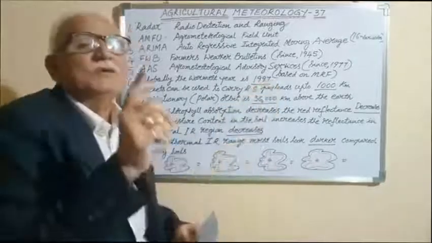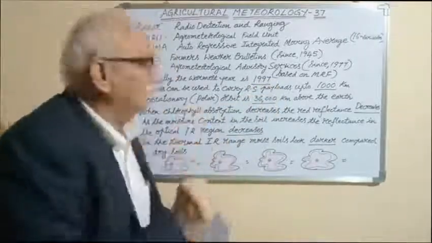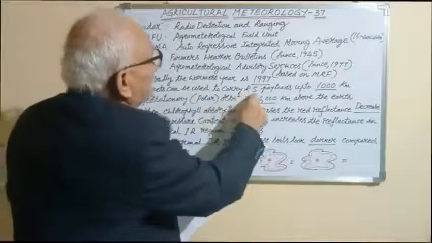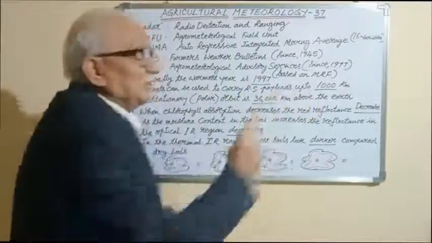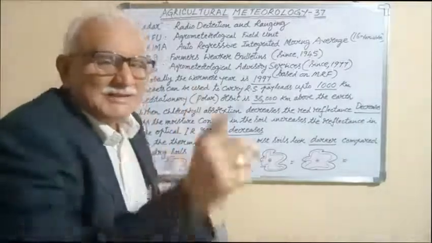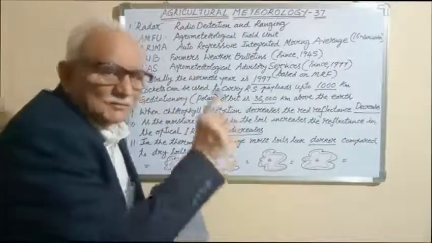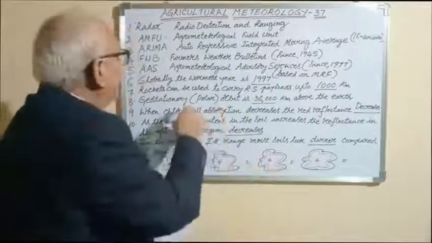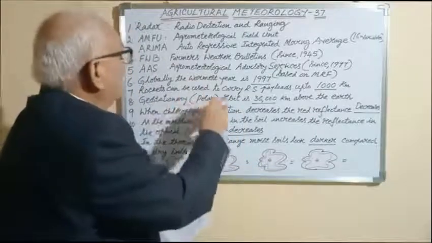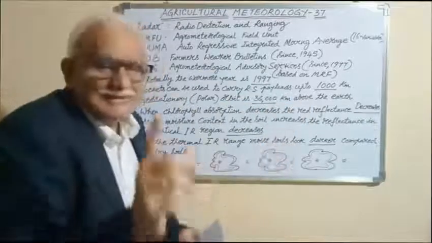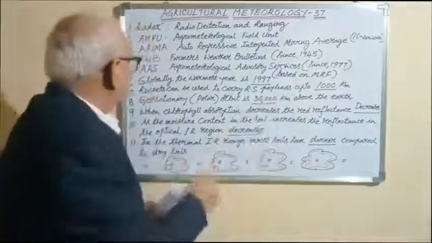1997 is the warmest year globally so far. Rockets can be used to carry remote sensing payloads up to dash kilometers, 1000 kilometers. Geostationary, which is also called polar orbit, is dash kilometers above the earth, 36,000 kilometers above the earth.